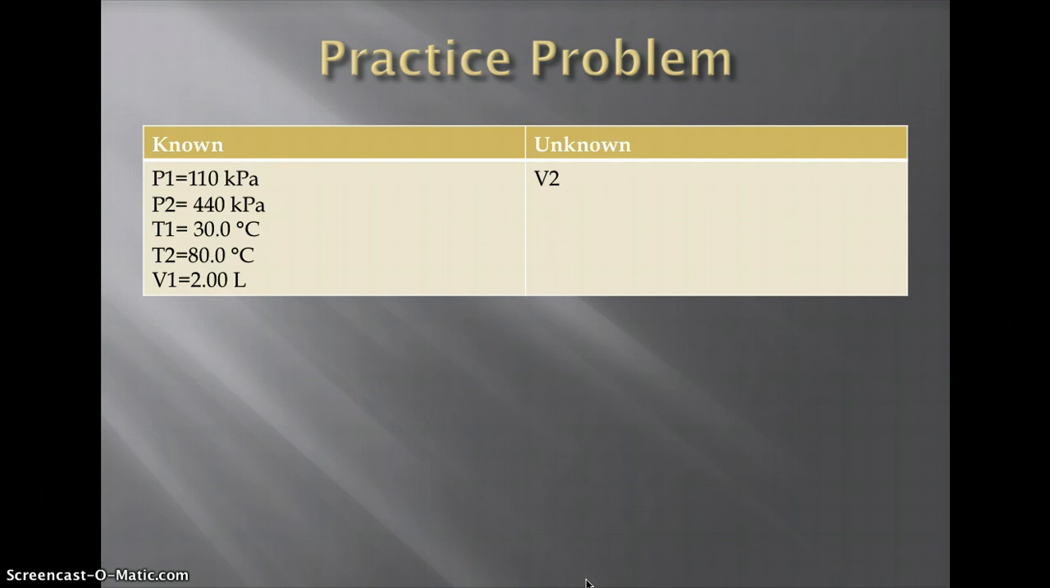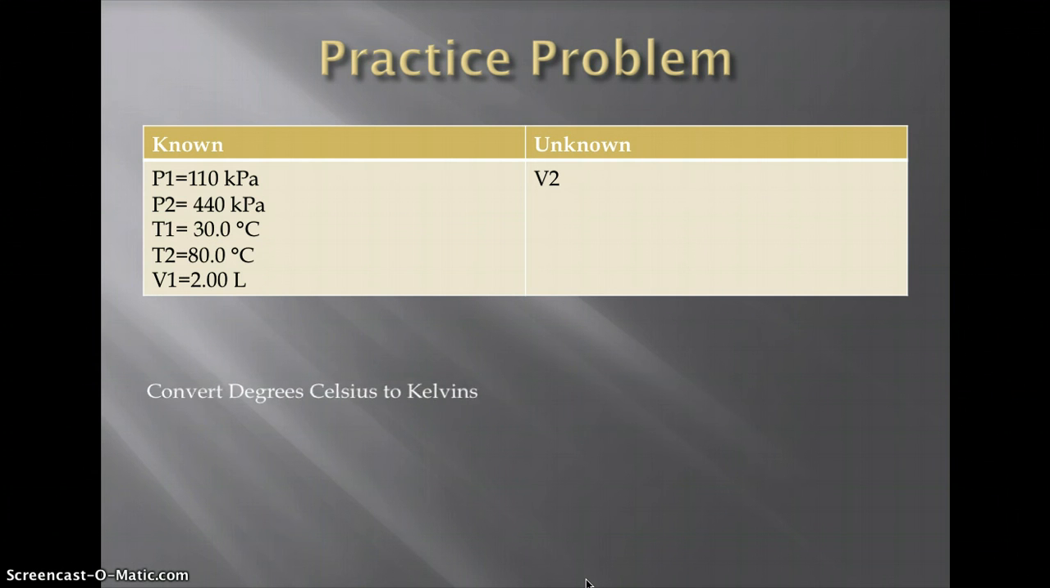As you can see, we know what P1 equals, which is 110 kPa. We know that P2 is 440 kPa. We know that T1 is 30 degrees Celsius. We know that T2 is 80 degrees Celsius. And we know that V1 is 2 liters. What we don't know is V2, and that's what we're trying to find.